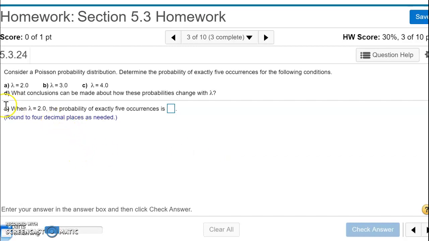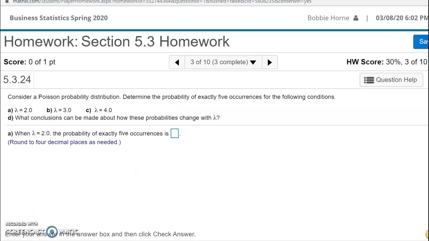Okay, on the next one, we want to know the probability of 5 occurrences when the mean is 2. Okay, so let's pull our table up.